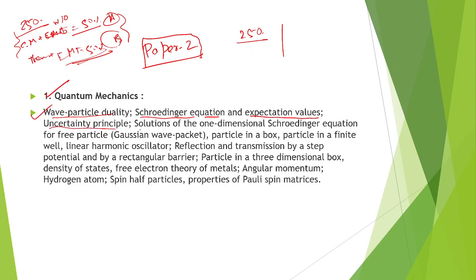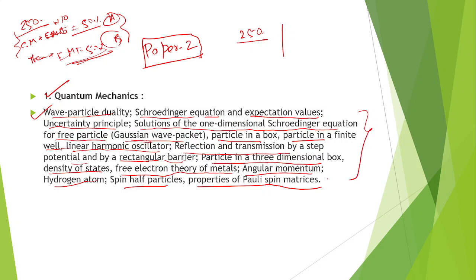Uncertainty principle, very common thing. Solutions of one-dimensional Schrodinger equation of free particle, Gaussian packet, particle in a box, particle in a finite well. Linear harmonic oscillator, reflection and transmission by a step potential and by a rectangular barrier. Particle in a three-dimensional box, density of states, very important thing. Free electron theory of metals, angular momentum, hydrogen atoms, spin half particles, properties of Pauli spin matrices.